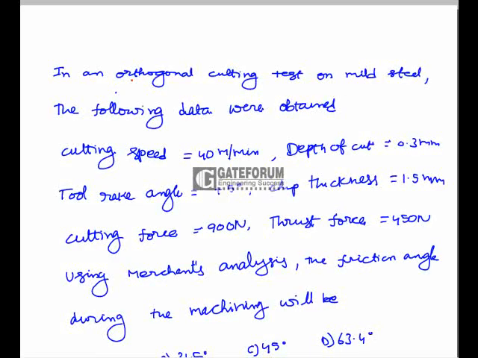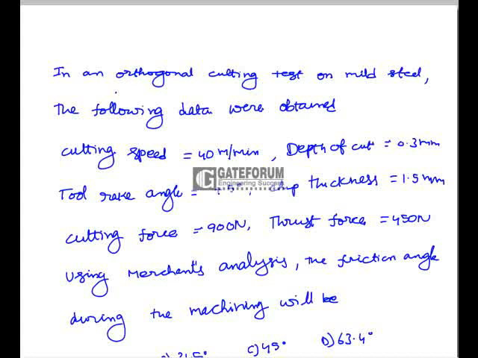In an orthogonal cutting test on mild steel, the following data were obtained. So here the data is: cutting speed is equal to 40 meter per minute, depth of cut is equal to 0.3 mm, tool rake angle is equal to 5 degrees, chip thickness is equal to 1.5 mm, cutting force is equal to 900 Newton, thrust force is equal to 450 Newton. Using Merchant's analysis, the friction angle during machining will be.